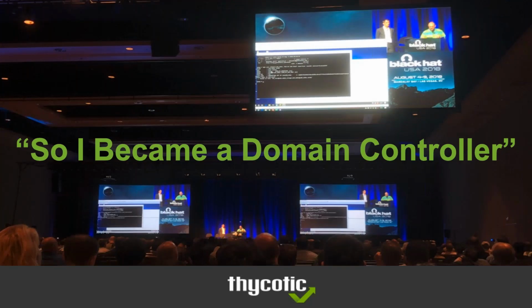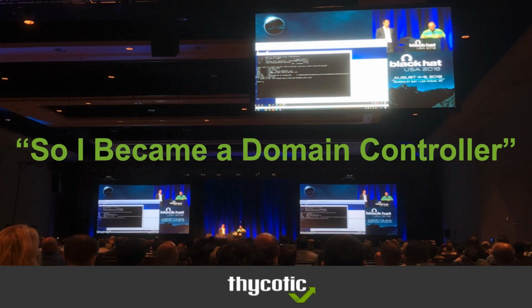Now, my favorite session was So I Became a Domain Controller. This was an excellent session from Benjamin Delpy, who's also known as Gentil Kiwi. He is the author of Mimikatz. Many of you may be familiar with Mimikatz, a well-known tool that also comes as part of Kali Linux and is downloadable. It's considered a Windows security audit tool that allows you to pull hashes and then use them to try and crack into the passwords themselves.